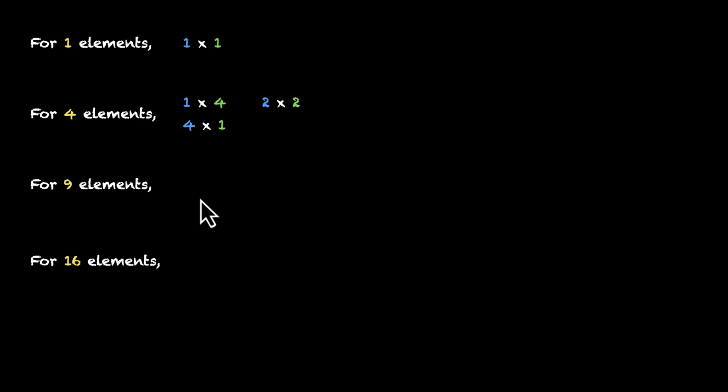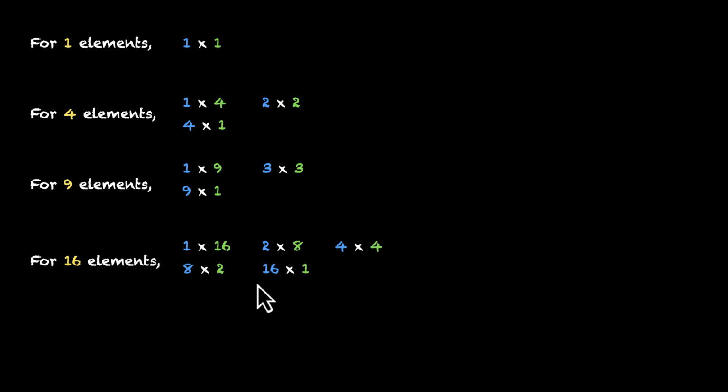For 9, we have 1 by 9. We have 3 by 3. And we have 9 by 1. Again, odd number. For 16, we have 1 by 16. We have 2 by 8. We have 4 by 4. And then these two can be flipped. We can have 8 by 2 and 16 by 1. So 1, 2, 3, 4, and 5. Here as well, we have an odd number of possibilities.